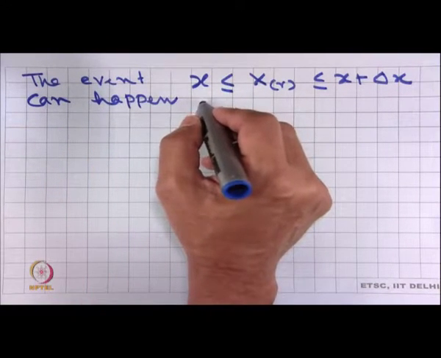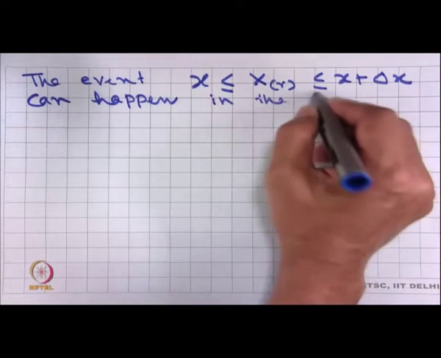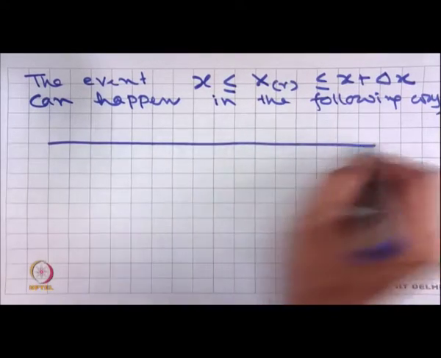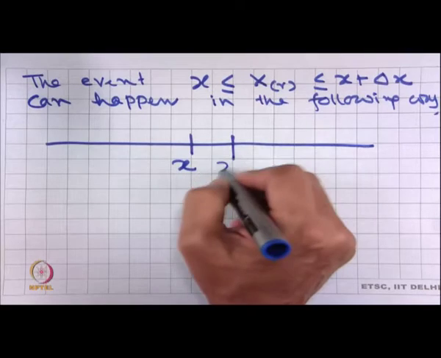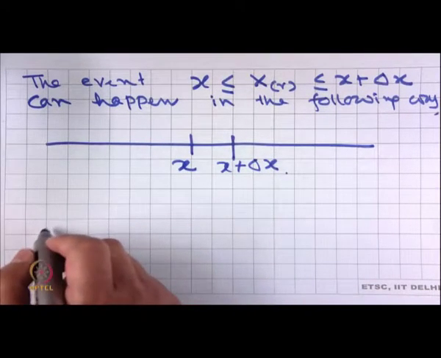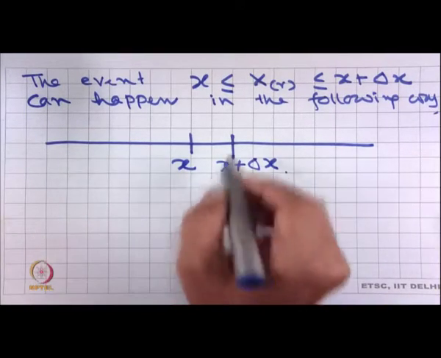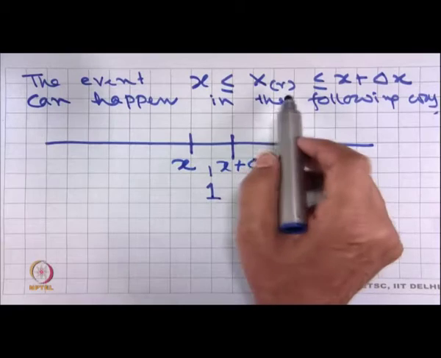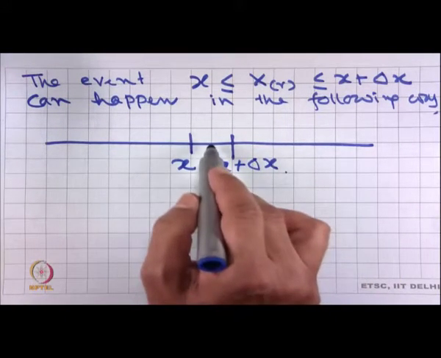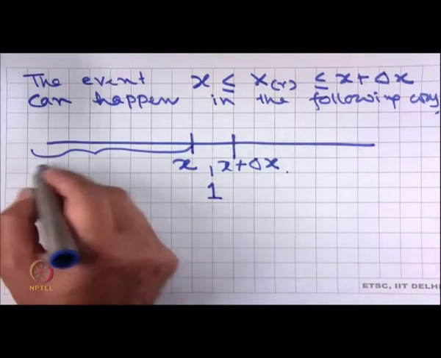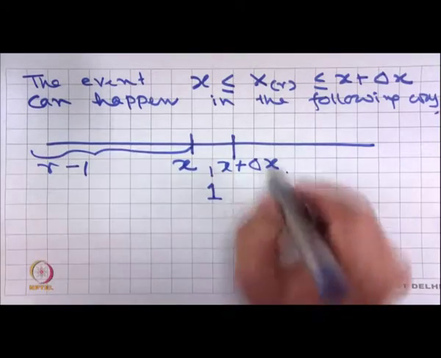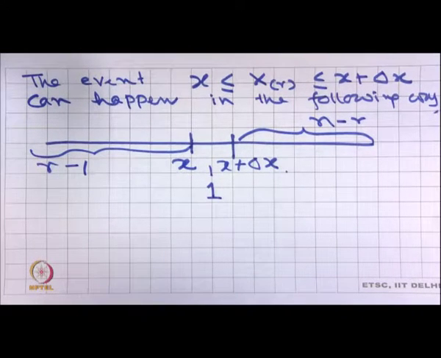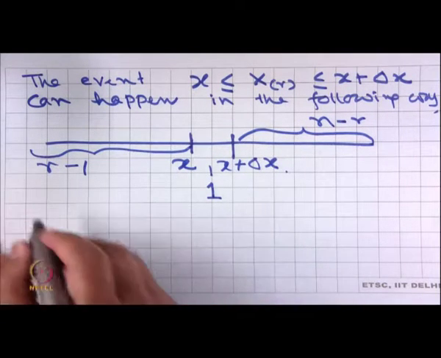in the following way. Suppose this is my interval, this is x, this is x plus delta x. So, we are looking at X_r. So, X_r will occur in this interval. So, only one among the n observations will be here. Since it is the rth one, r minus 1 observations will be less than x and n minus r observations will be above x plus delta x. How can that happen? What is the probability?